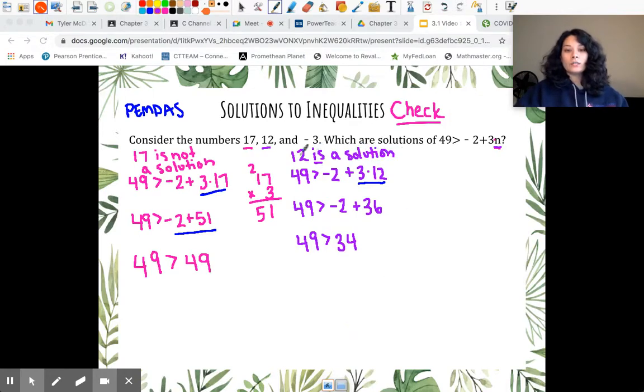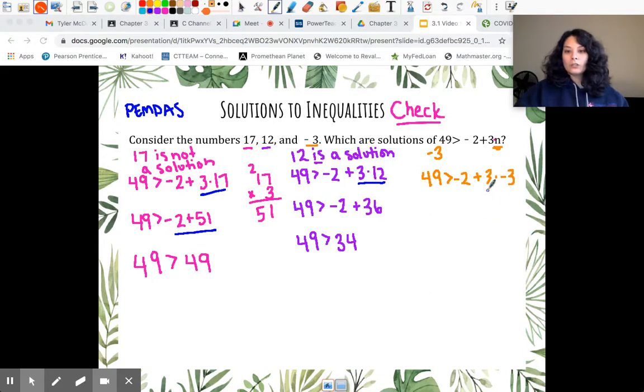Okay, and just because 12 is a solution does not mean that we get to stop. We have to test if negative 3 is also a solution because it's possible to have more than one solution when you're doing an inequality. So now I'm going to test the value of negative 3. Again, wherever I see that variable, I'm going to replace it with negative 3. So I'm going to rewrite my inequality here. 49 is greater than negative 2 plus 3 times negative 3.